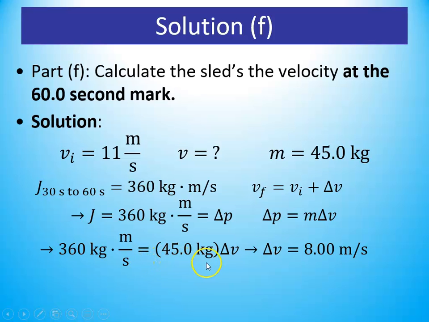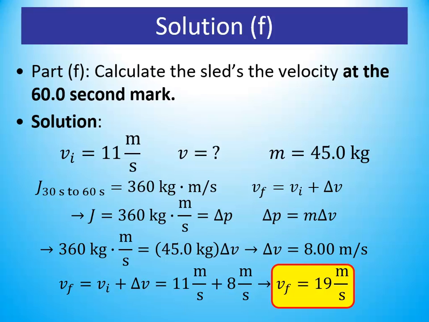But we had to multiply by 2 to get there in the first place, so we actually have 360 divided by 45 is 8. So our delta V is 8 meters per second. So since we know what delta V is, the change, we know what we started with, now we know what we end with. What we end with is what we started with plus the change. So there we go. V final is V initial plus delta V, and that gives us 19 meters per second.